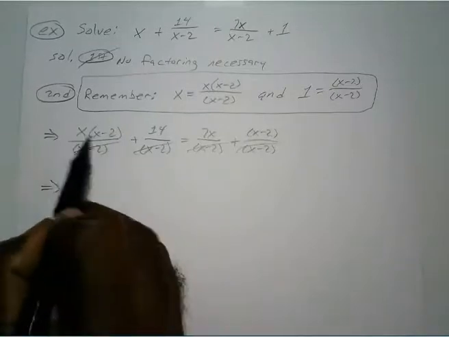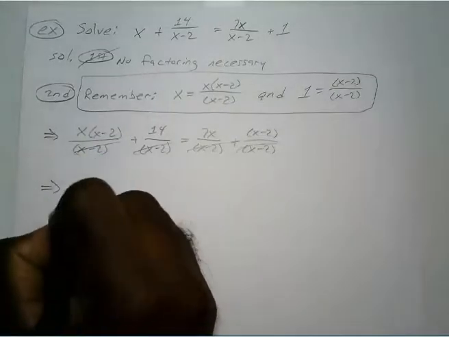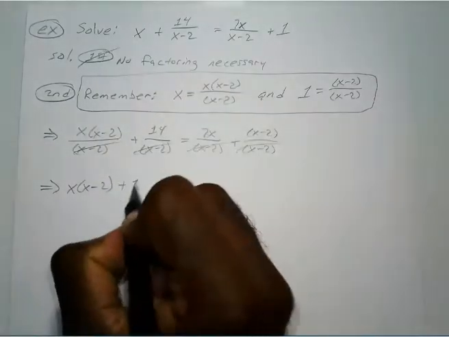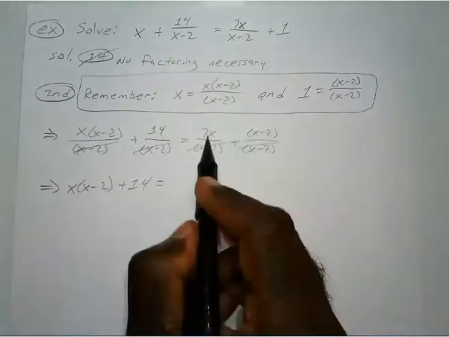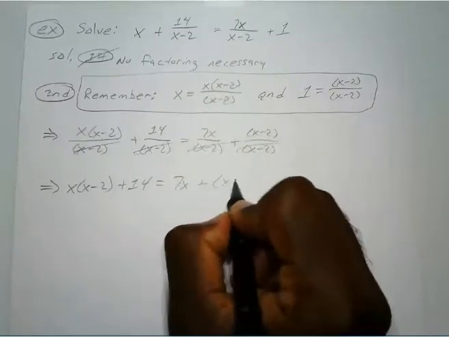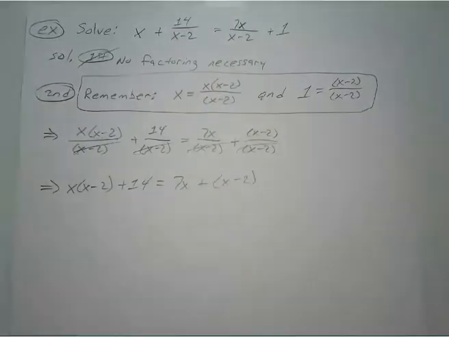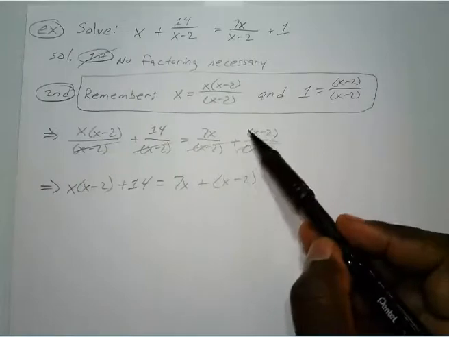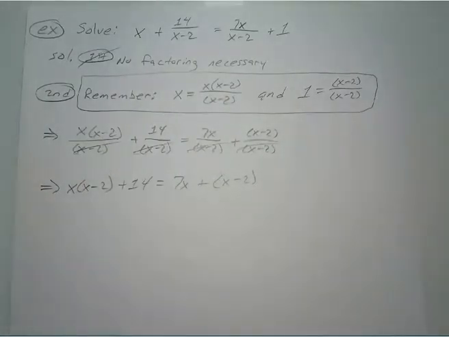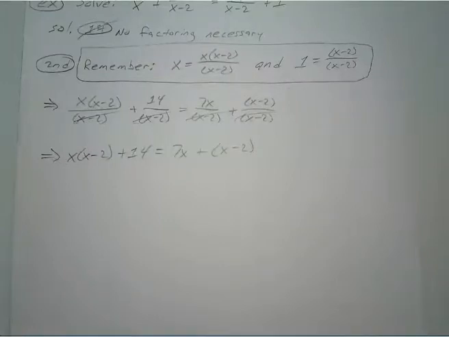Okay, so you have x times x minus 2 plus 14 equals 7x plus x minus 2. Now since this is positive, you didn't have to write the parentheses here, but I just wrote it anyway, just to create good habits.